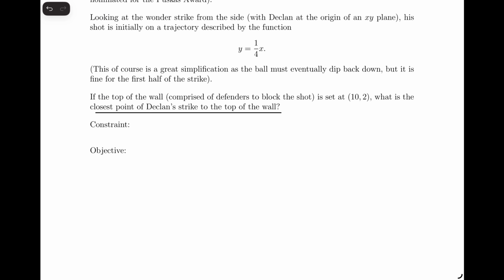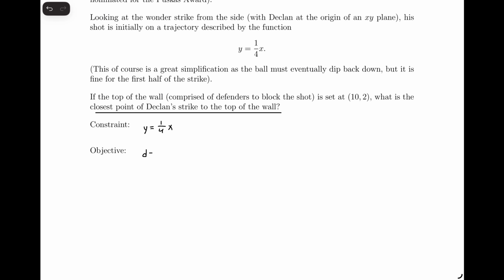So our constraint function here, we know that the shot will be on the trajectory described by y equals 1/4 x. But now the objective is a little bit harder to understand because it doesn't spell it out for us clearly, but we know we're looking for the closest point of Declan's strike to the top of the wall. So I'm thinking distance function here, distance equation.